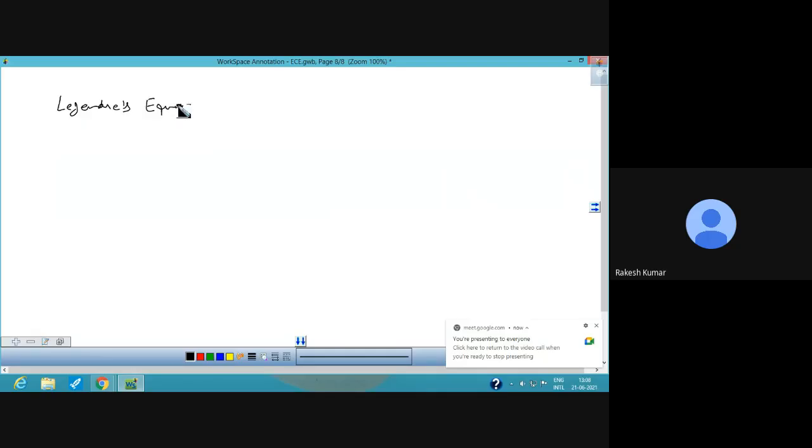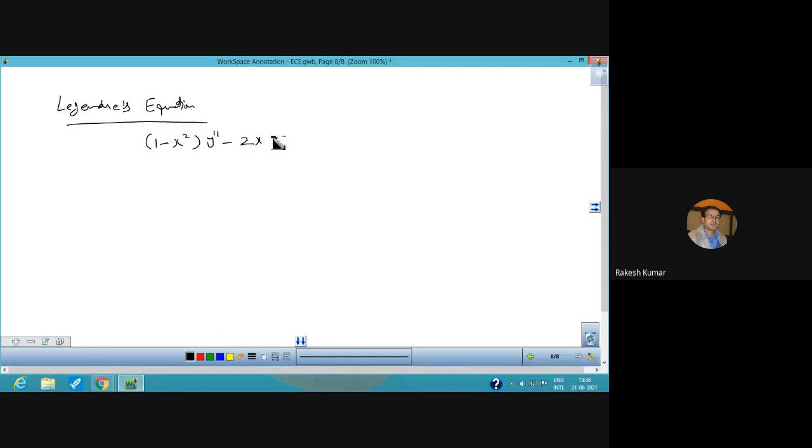and we have to find out the solution of this equation. Now the differential equation (1 minus x square) y double dash, that is double order derivative, minus 2x y dash plus n into (n plus 1) into y is equal to 0 is known as Legendre's differential equation, where n is a real or a complex.